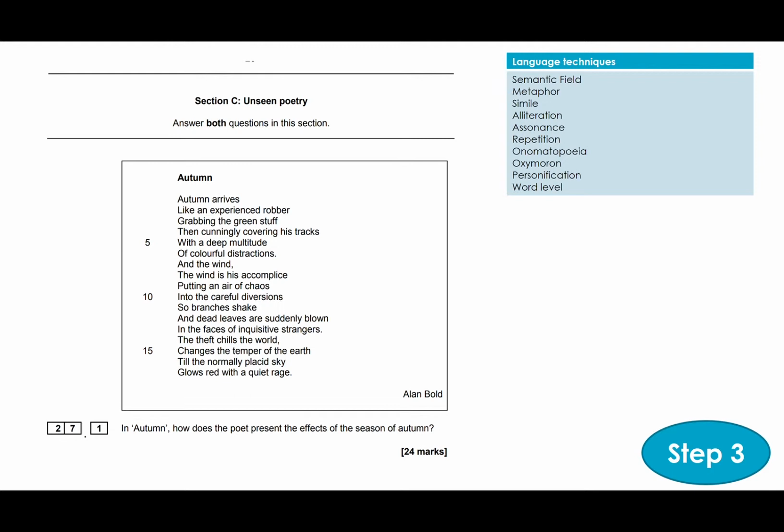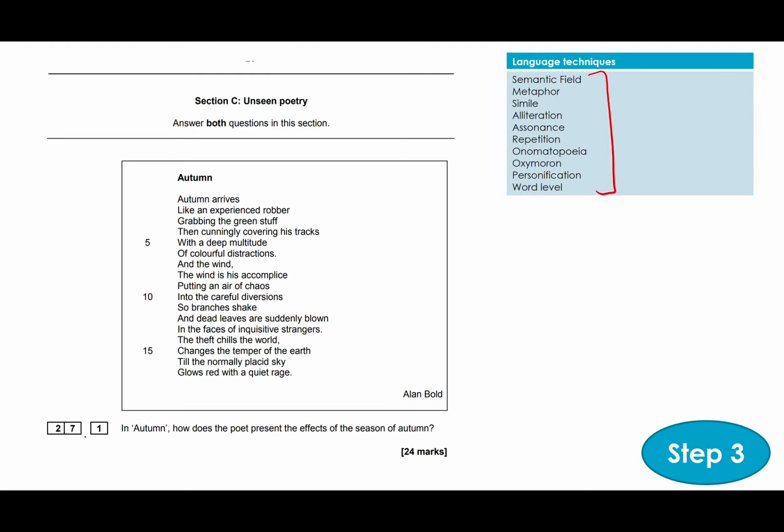Moving on to step 3, I now need to look at the poem's use of language techniques. So on the right hand side again, you'll see some common language techniques that we can use in poetry. Semantic field is a really easy one to look for. Semantic field is basically words linked to a certain theme or idea. So I'm going to have a little look through. I'm going to read it through line by line.